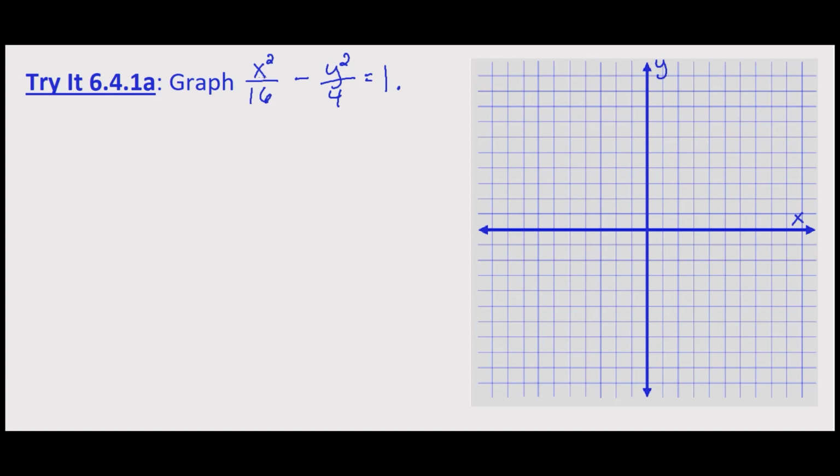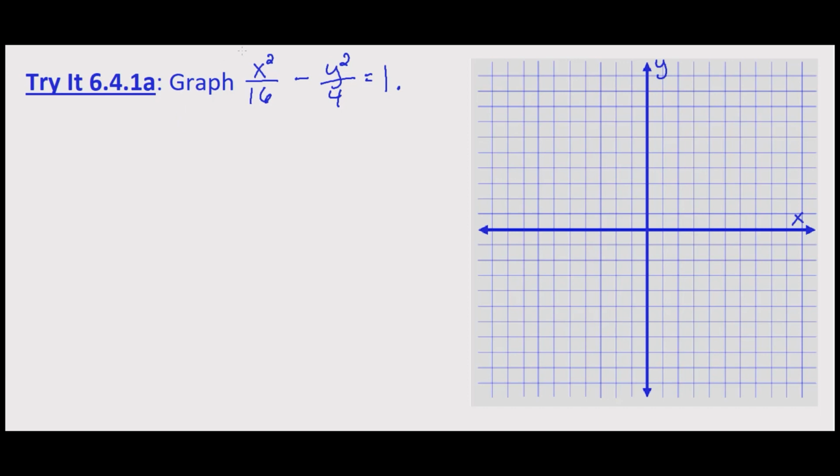If the x squared term comes first, then it opens left and right. If the y squared term comes first, then we know it opens up and down. In this case, x squared comes first, so it's going to open left to right. Now, how do we figure out how to graph this?